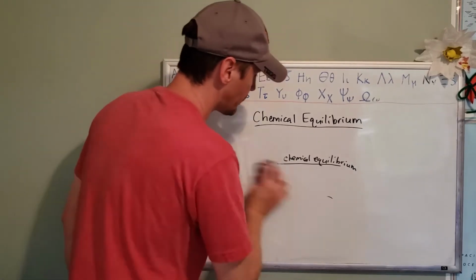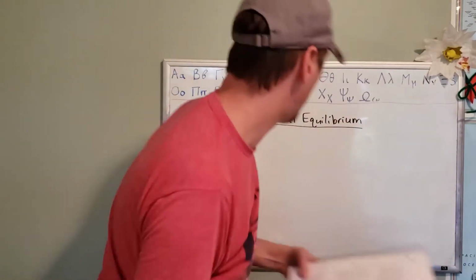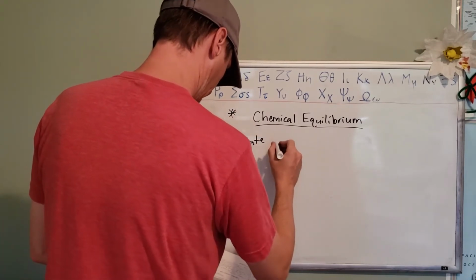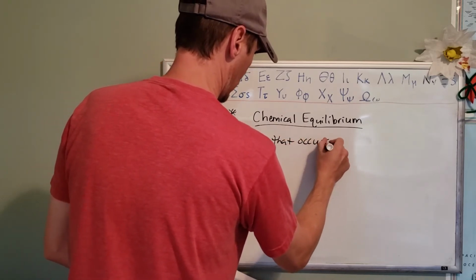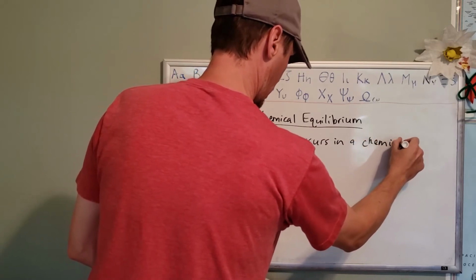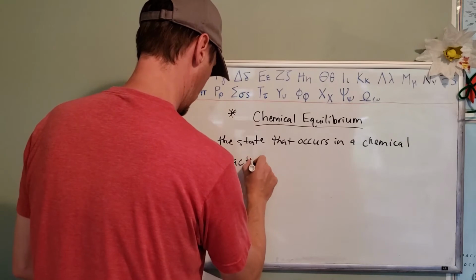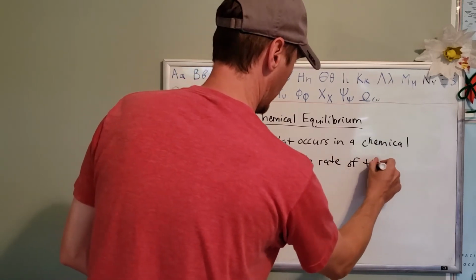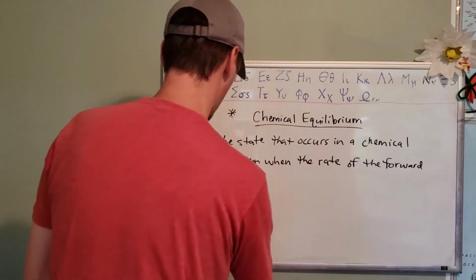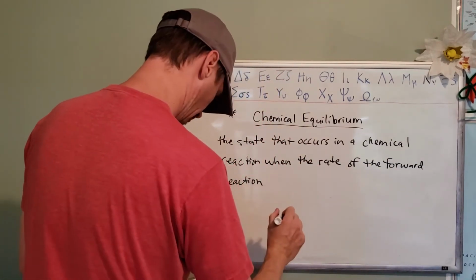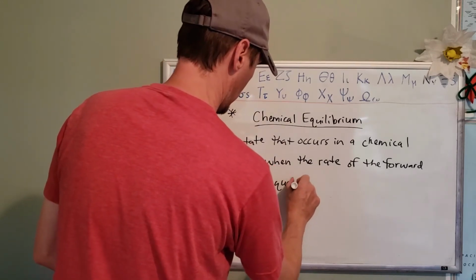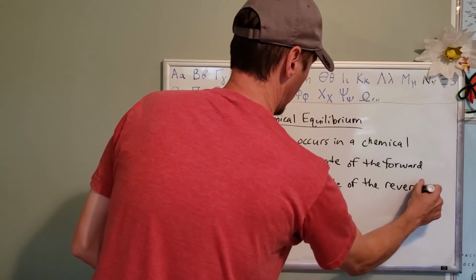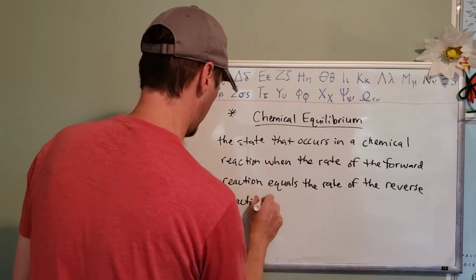So let's write down that definition. So what is chemical equilibrium? It is, make sure you know this, the state that occurs in a chemical reaction when the rate of the forward reaction equals the rate of the reverse reaction. All right, so that's our definition there.